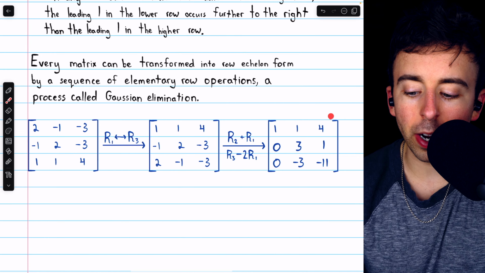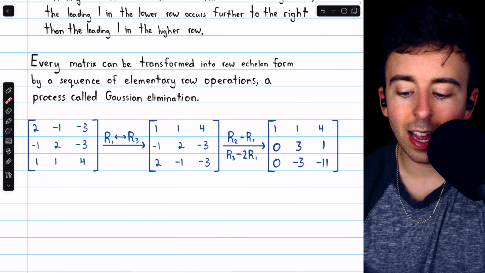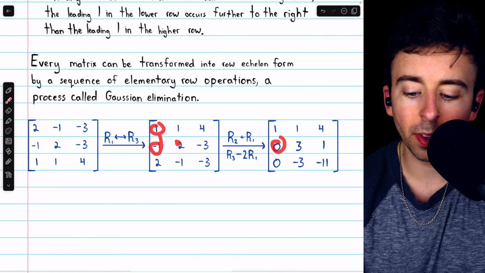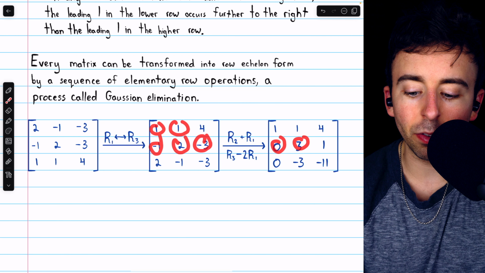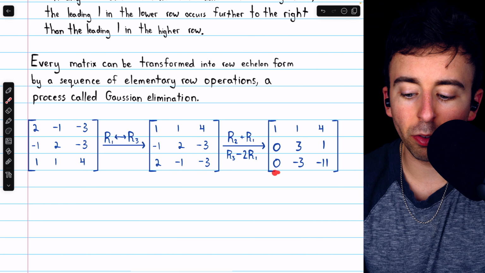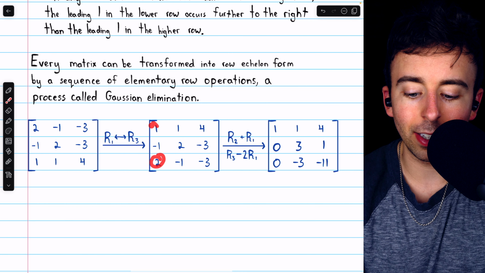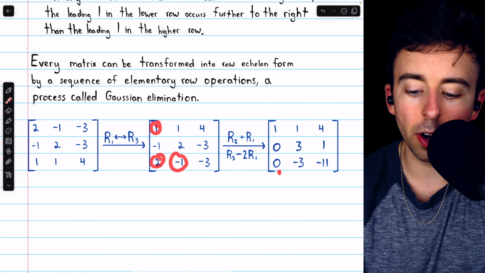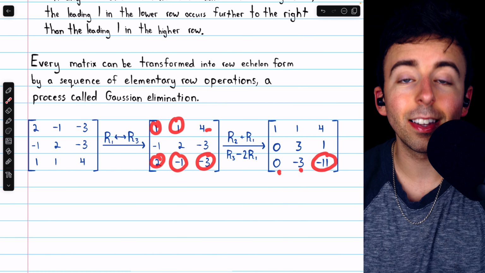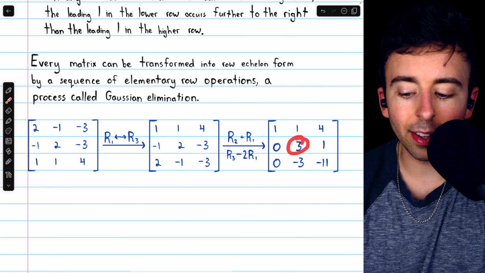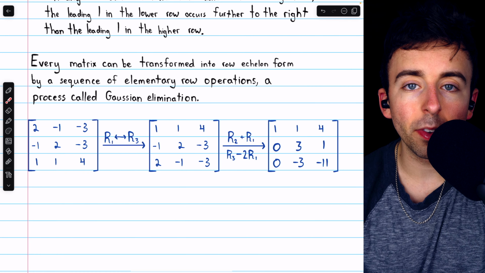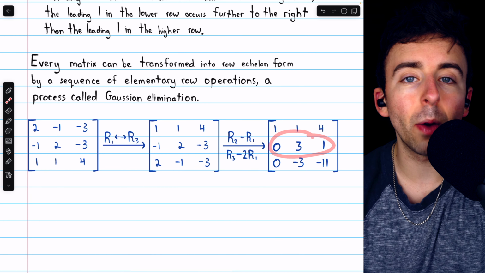So performing those operations brings us to this matrix. Adding row 1 to row 2 gives us -1 plus 1 is 0, 2 plus 1 is 3, -3 plus 4 is 1. Subtracting 2 row 1 from row 3 gives us this. 2 minus 2 is 0, -1 minus 2 is -3, and -3 minus 8 is -11. Now we want this, the first non-zero entry in row 2, to be +1. So we'll multiply row 2 by 1/3.